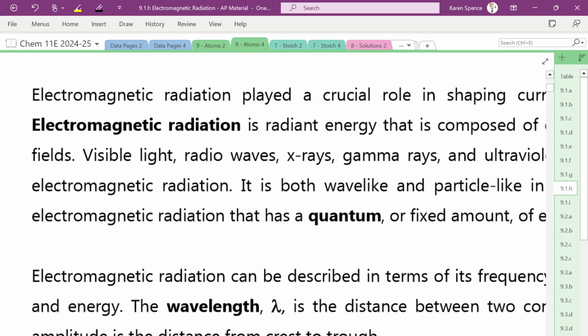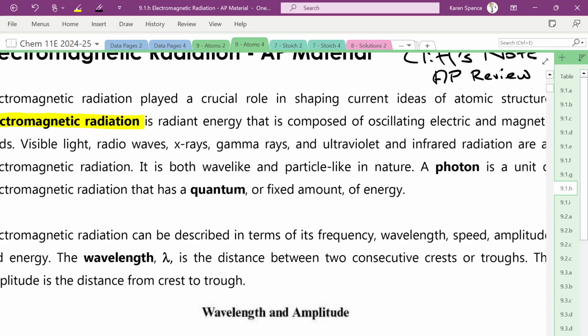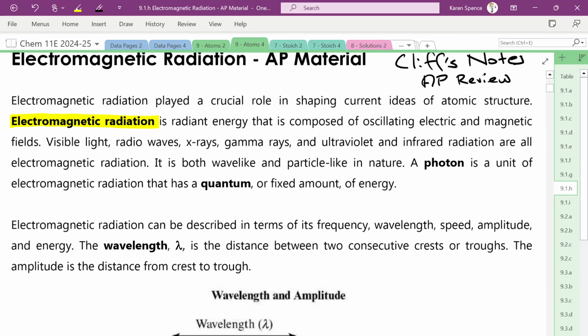Electromagnetic radiation is radiant energy composed of oscillating electric and magnetic fields. What does it mean to oscillate? Okay, waves. Yes? So, what is electromagnetic radiation?